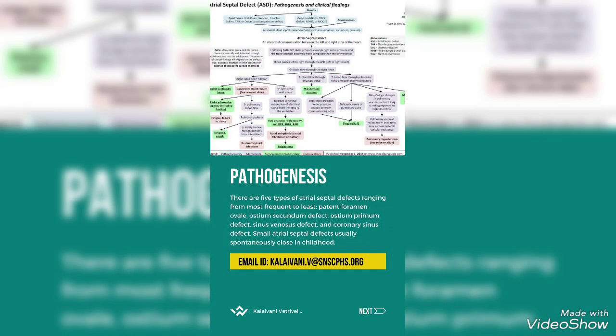Patent foramen ovale, PFO. PFO is a small hole in the upper part of the atrial septum and is a part of normal fetal circulation. A foramen ovale usually closes after birth.